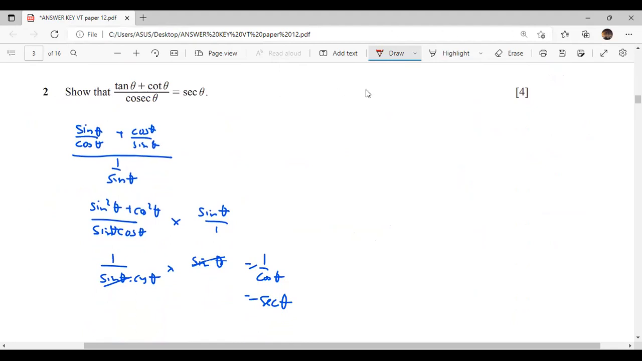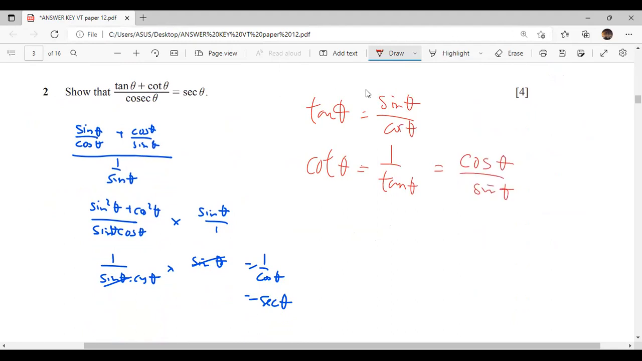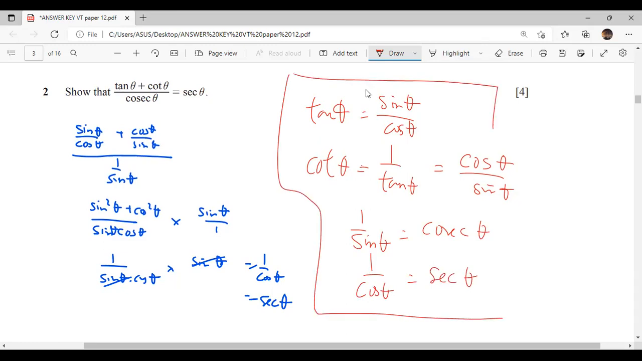So what you need to do is try to memorize that tan theta is equal to sine theta over cos theta, and cotangent theta is 1 over tan theta. So you can simply put 1 over sine over cos, so cos theta over sine theta. The red color is the explanation, and cosecant theta here: 1 over sine theta is cosecant theta. 1 over cos theta is secant theta. This is the memorization that you need to memorize. It's not given.